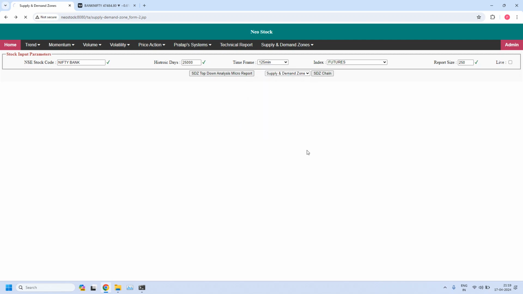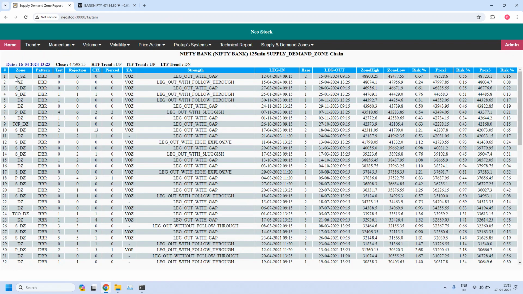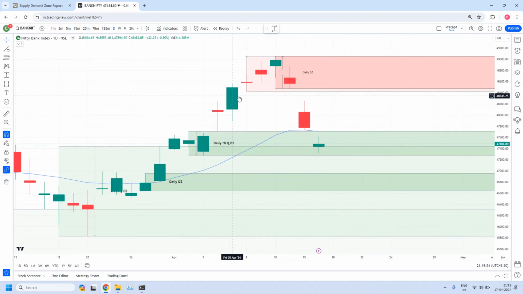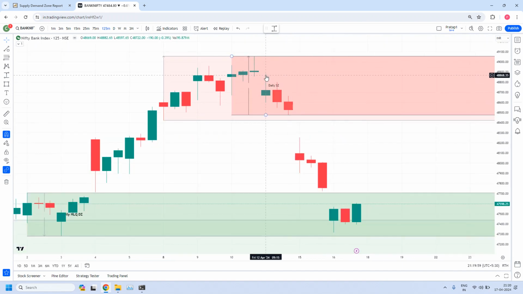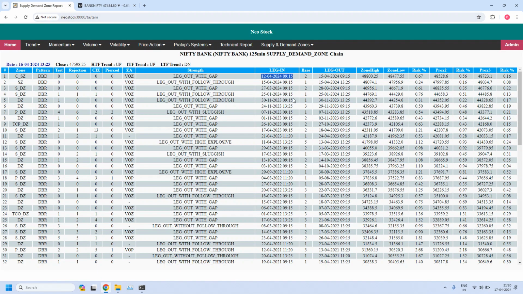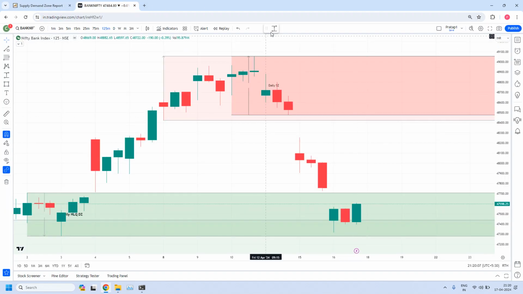125 minutes. Let me quickly analyze this. We have one 125 minutes supply zone here, and a 125 minutes high liquidity demand zone here, fresh zones. So when it is in 12/4/9/15 in 125 minutes time frame, this is the one, 12/4/9/15. After the two base candles, yes, two base candles. So this is the one.